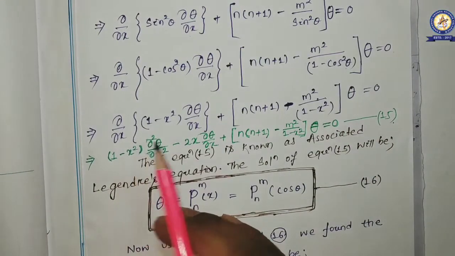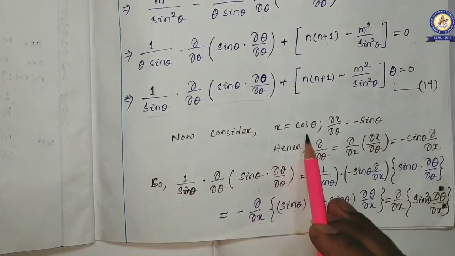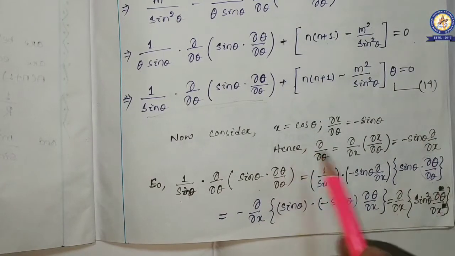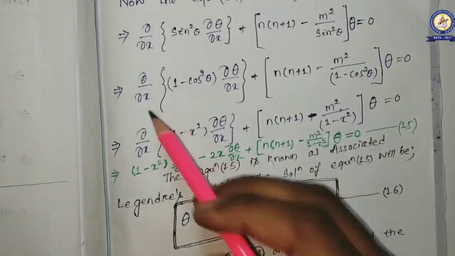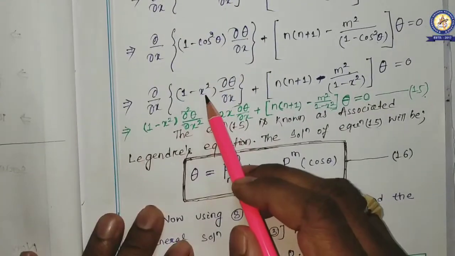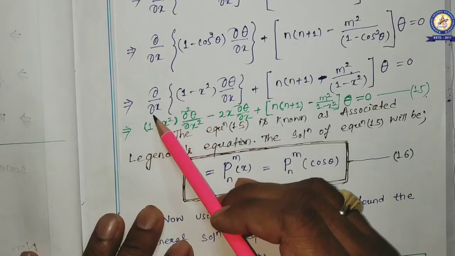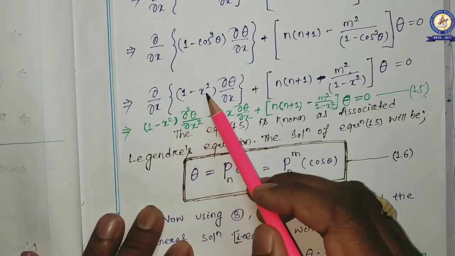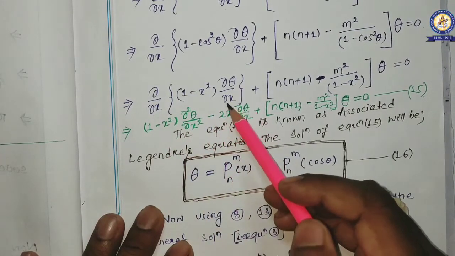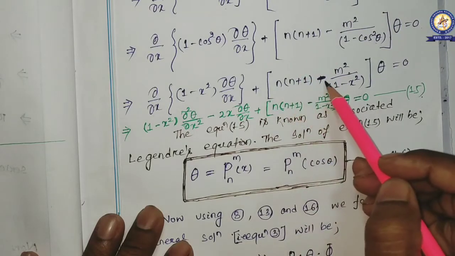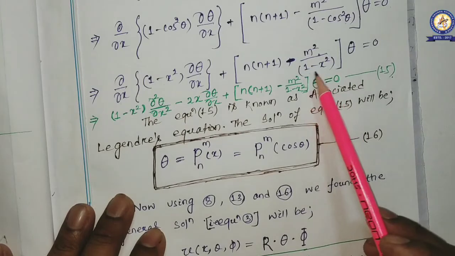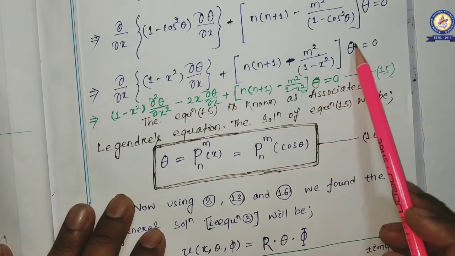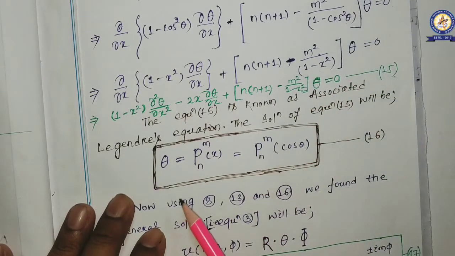And previously, you can see that we considered x equal to cos theta. So instead of cos theta, we can write x. So instead of cos square theta, we can write x square. So del by del x of 1 minus x square into del capital theta by del x plus n into n plus 1 minus m square by 1 minus x square into capital theta equal to 0, right?